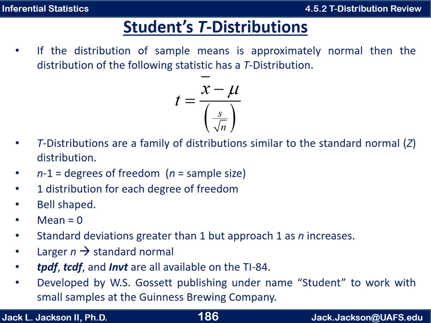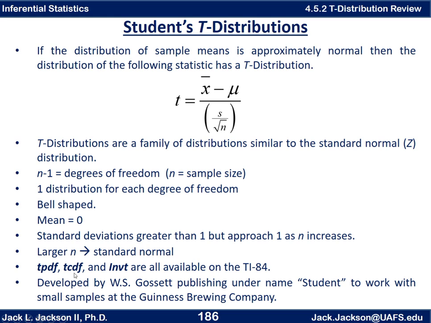So these t-distributions are actually a family of distributions very similar to the standard normal distribution, also known as the z-distribution. There's one distribution for each degree of freedom. And n minus 1, where n is the sample size, is what we call the degrees of freedom. It's bell-shaped, very similar to a standard normal, and it has the mean, the median, the mode, all equal to 0. Their standard deviations are always greater than 1, but they approach 1 as n increases. The larger the n is, the smaller the standard deviation, and the closer it gets to a standard normal.